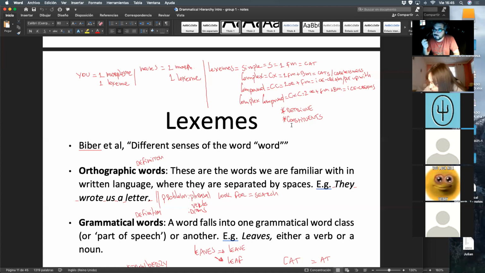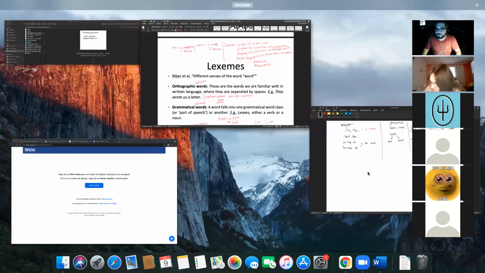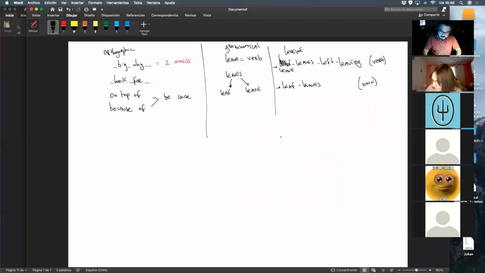And finally, a lexeme can be considered to be a complex compound if it's built by two or more free morphemes plus bound morphemes. I'm going to explain right now. In the example, I ask you to do this.